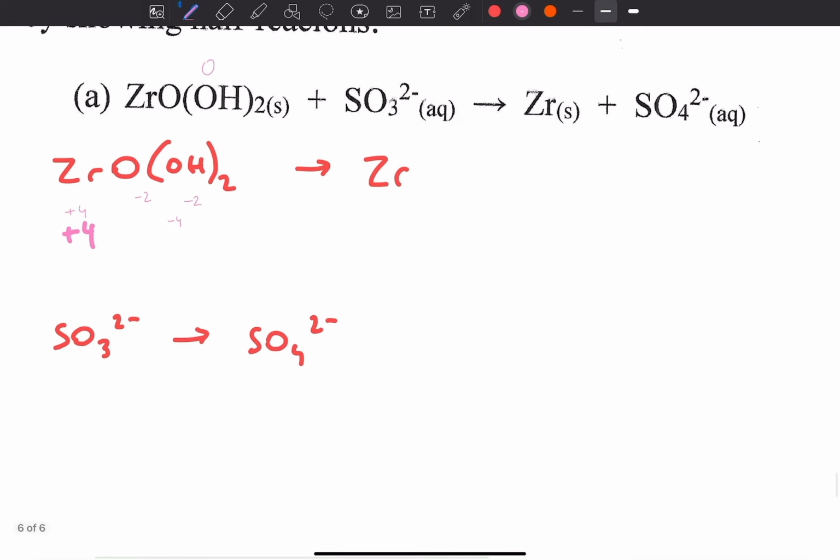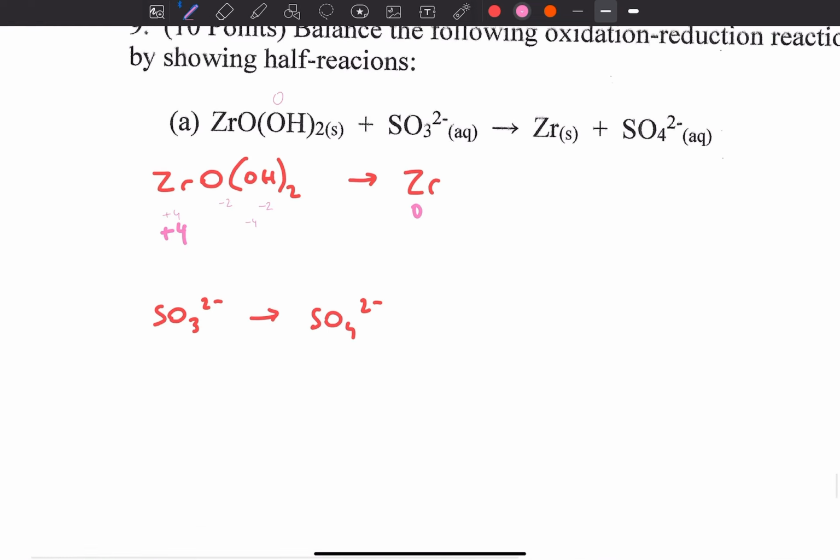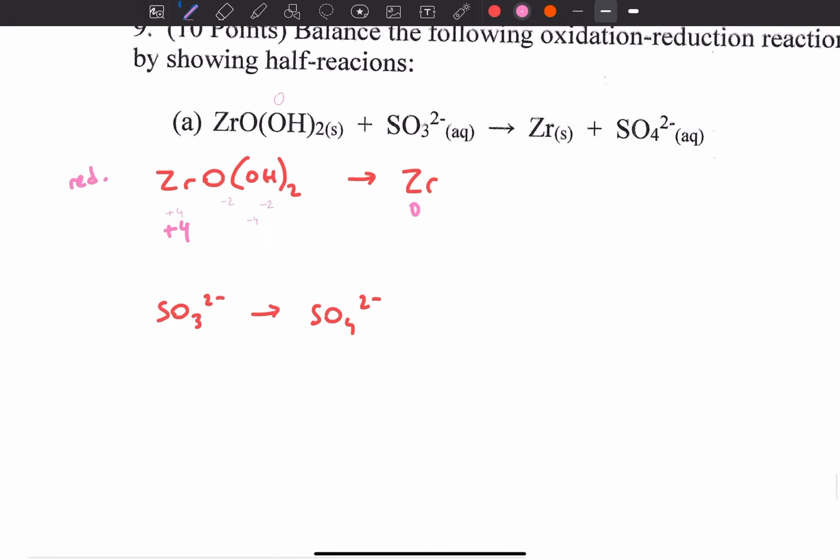So our Zr over here is going to be a +4. And then on this side, it's by itself, so it's just going to be a 0. So we're going from 4 to 0, meaning we are reducing. This is going to be our reducing reaction.